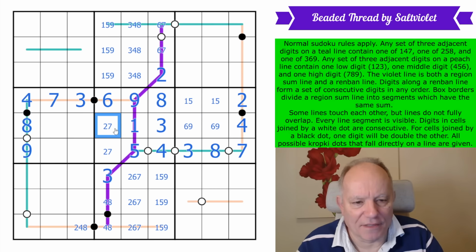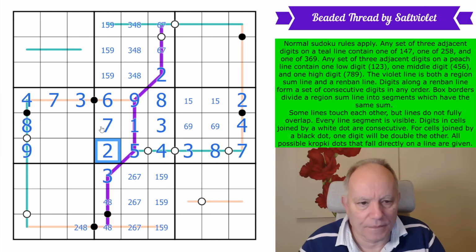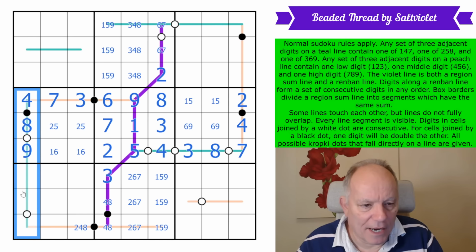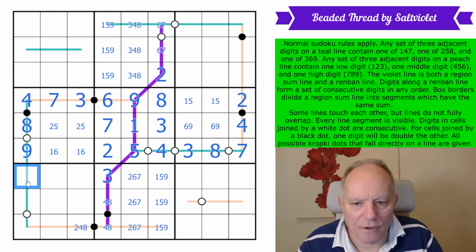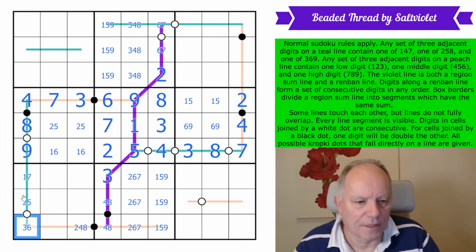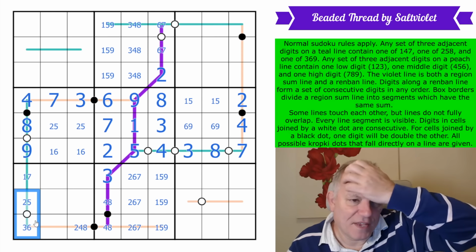We need a 7 in this row. It's got to be there. This is a 1-6 pair. This is a 2-5 pair. Right, down this line, we need a modulo 147 digit here, 1 or 7. This is from 258. This is from 369. So the white dot is very feasible there.